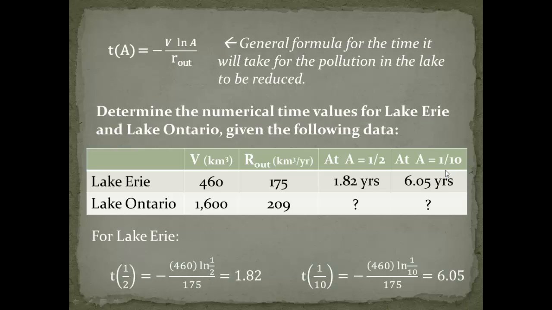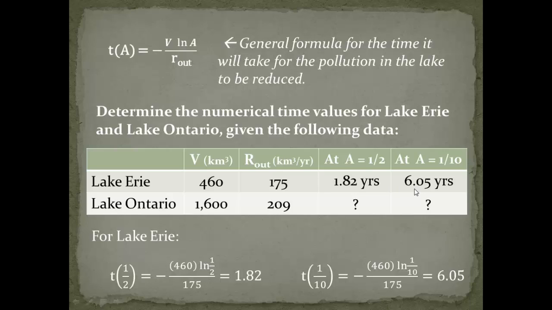Now for Lake Erie, we just substituted A equal to 1/2 and A equal to 1 over 10 into our general formula. That's why we have t of 1/2 is equal to negative 460 times ln of 1/2 all over 175, and we got the result of 1.82. And for when A is 1 over 10, we have t of 1 over 10 is equal to negative 460 times ln of 1 over 10 all over 175, and we got the value of 6.05. Now we can see that it would take 1.82 years for Lake Erie to have only one half of its original pollutants, while it would take 6.05 years for Lake Erie to have only one-tenth of its original pollutants.